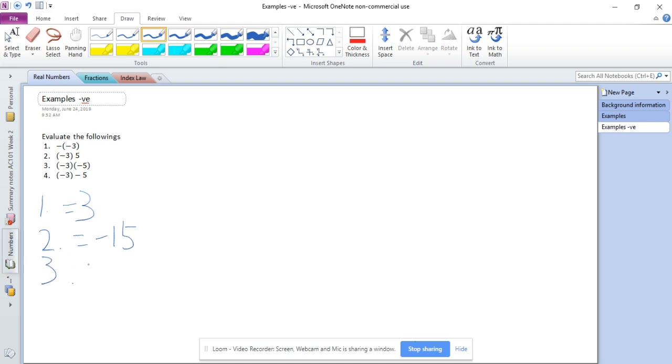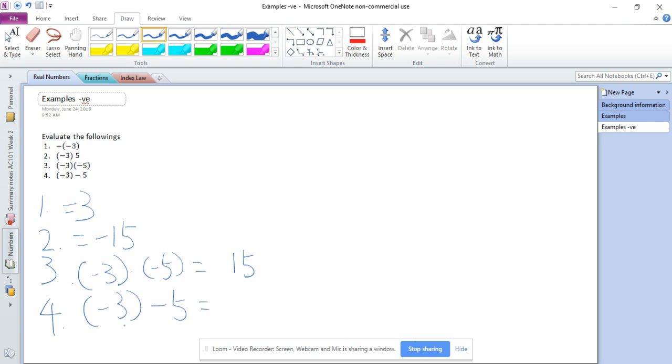Next one, minus 3 times minus 5 is equal to 15. Okay, so what happens here is negative 1 times negative 1 becomes positive. And then 3 times 5 is 15, so positive 15. That's it. And the last example here, that one is a little bit tricky.